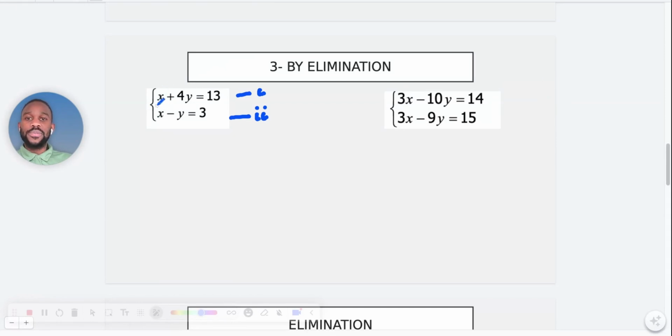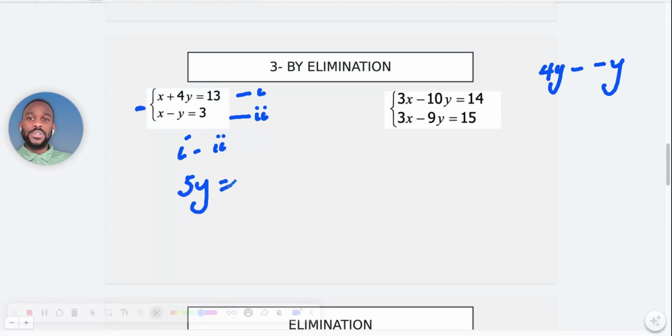If you want to get rid of x, you're going to subtract equation 1 minus equation 2. So we're going to subtract this minus this, right? So x minus x, you'll get 0. So you've eliminated x, right? What about 4y minus y? So we're subtracting, right? 4y minus y, you're going to get a 5y being equal to, what about 13 minus 3?